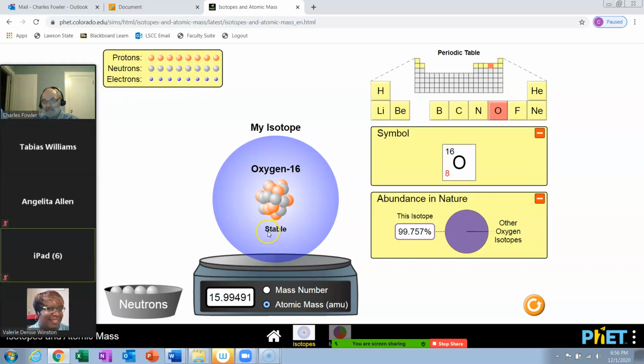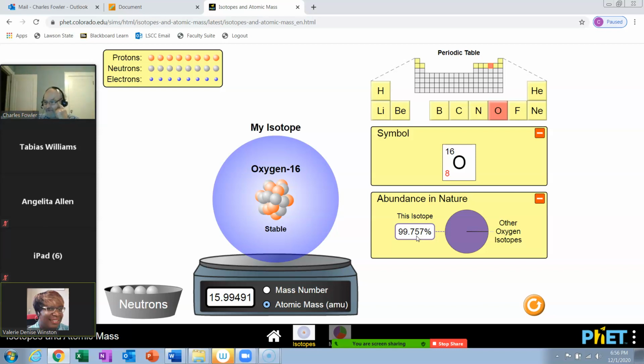Okay. Is it stable? Yes, it is. Mass number, anyone want to make a guess? 16. That's that number right up there. Okay. And atomic mass? 15.99491. Perfect. Okay. Symbol? 16O. Got it. And the O stands for oxygen. And relative abundance in nature? 99.757%. Got it.